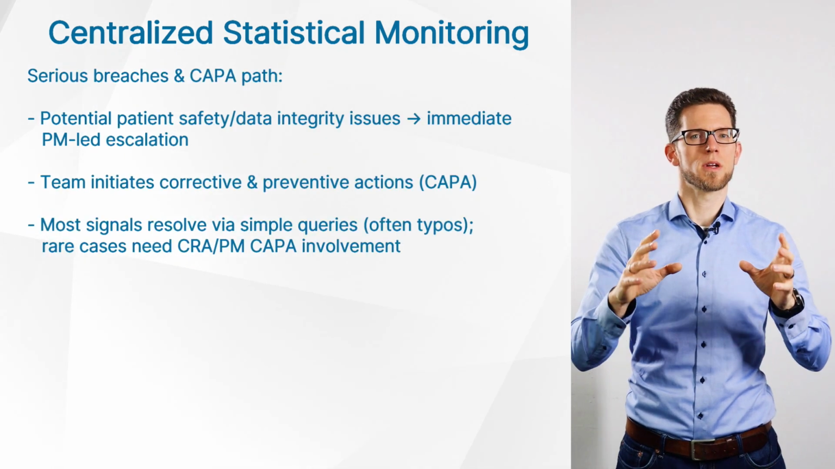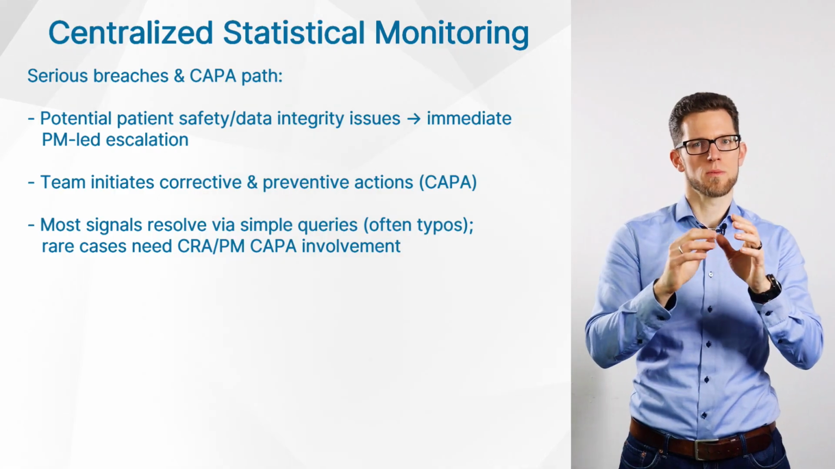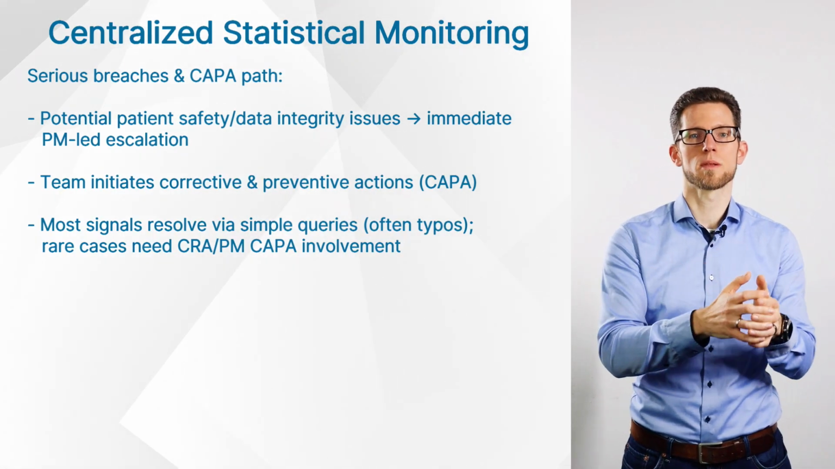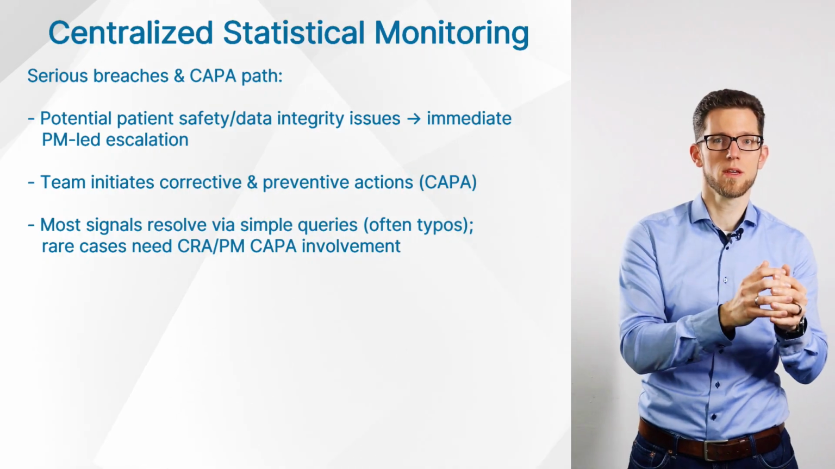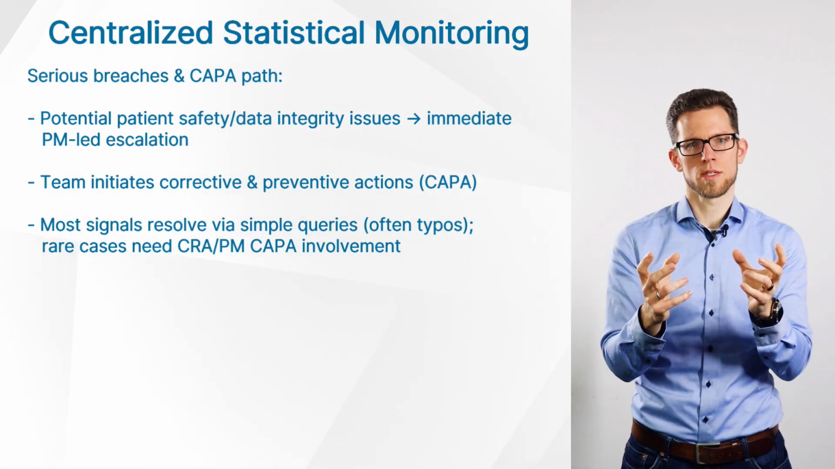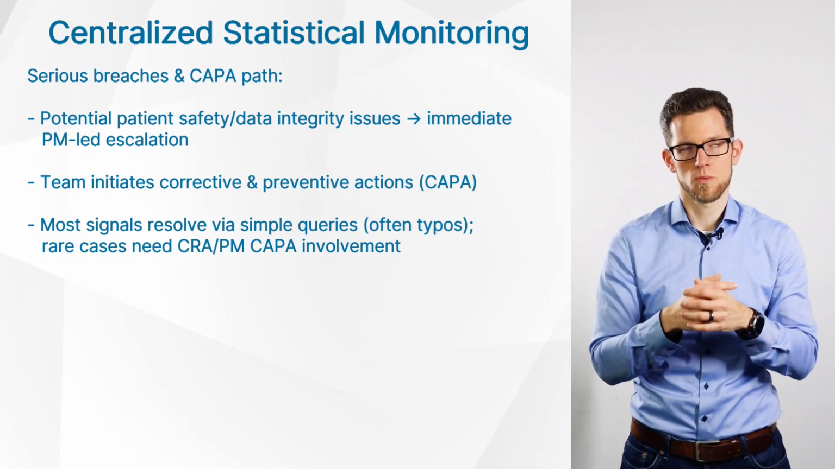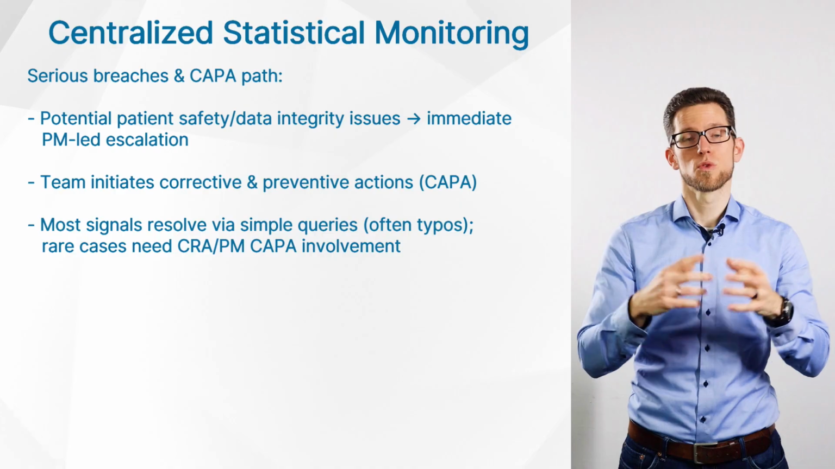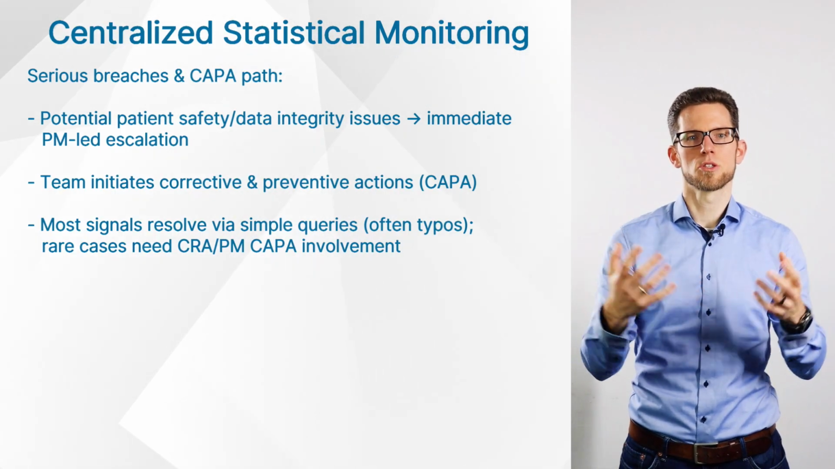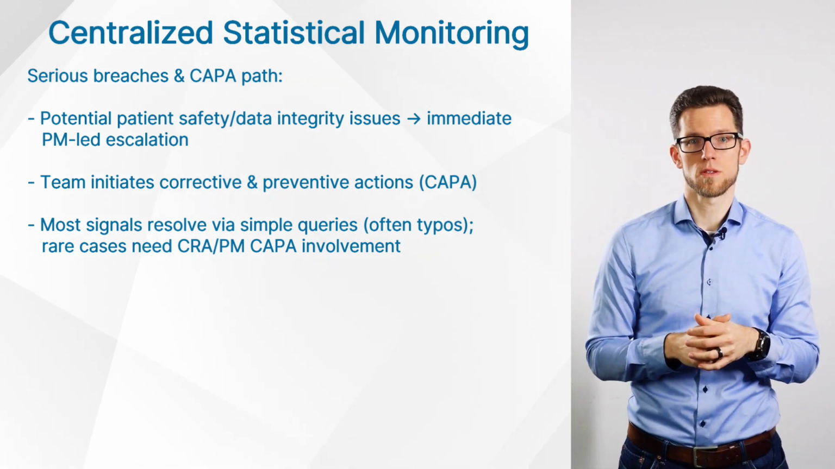Any trends that are indicative of a serious breach, so that means real significant data integrity issues or issues that might directly impact patient safety in the trial, should be very strongly assessed and immediately escalated to the wider team directly through the project manager, to ensure that everyone that should know about it is aware and can initiate the required corrective and preventive actions.